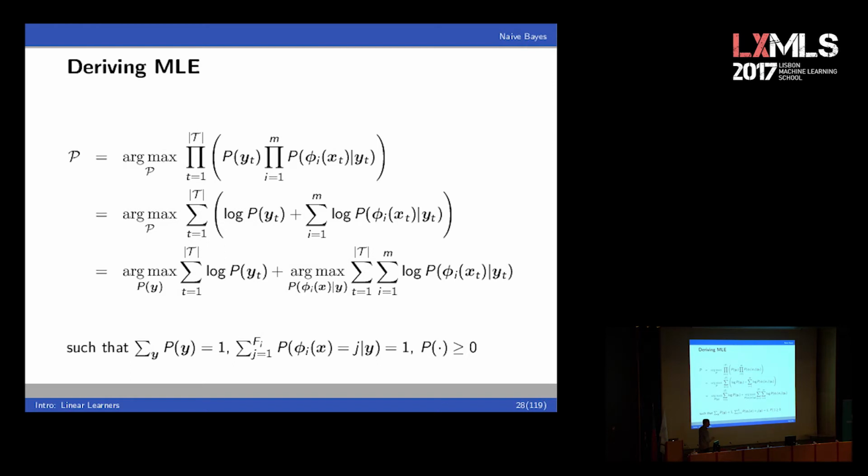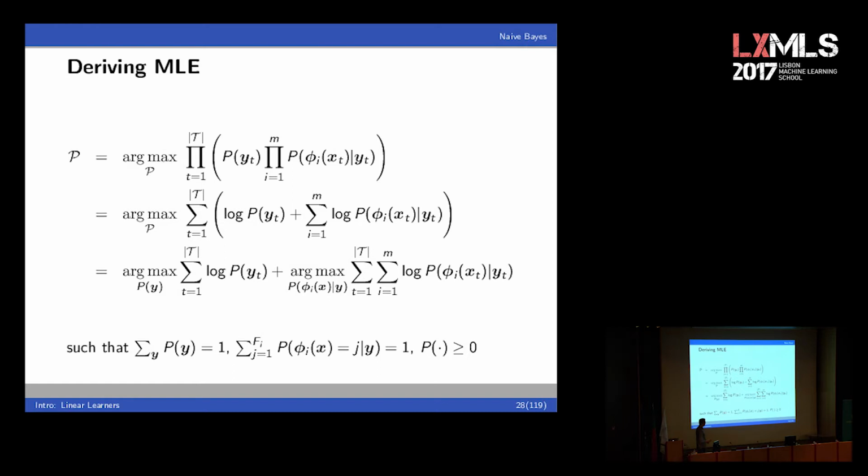Since we are taking the argmax, we can just take the log product. So then we have a sum of log probabilities. And the argmax of this sum is the argmax of the first sum and the argmax of the second sum. And you have to be careful here. Since we have a probability model, we have constraints.